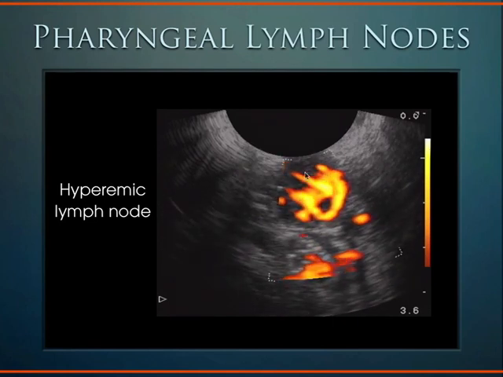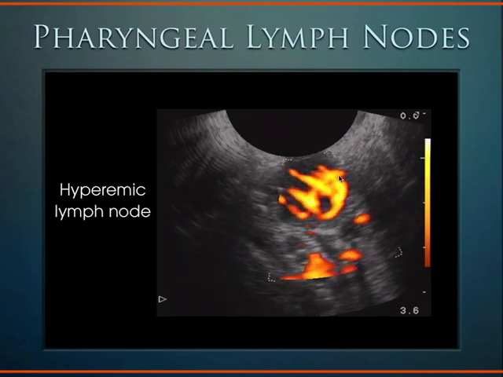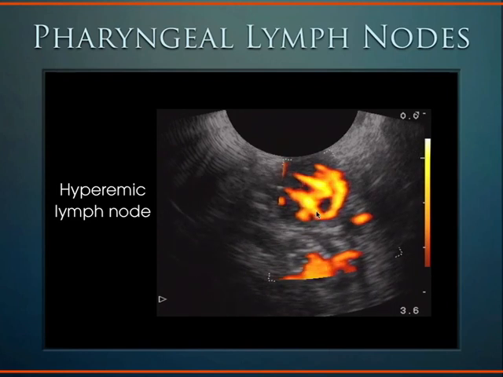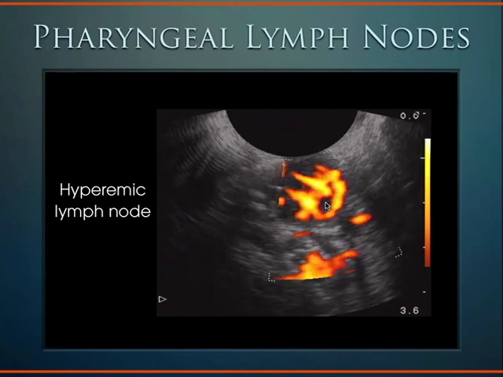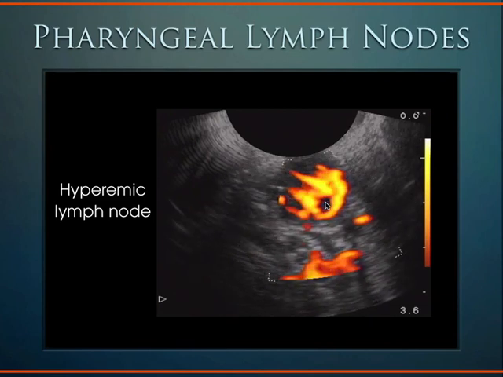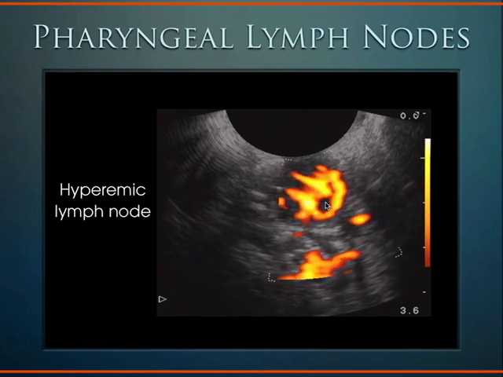To confirm this is a lymph node, which can be quite vascular, this is just a hyperemic lymph node seen here with the power flow Doppler, confirming it's a lymph node and not an abscess. An abscess would not light up with power Doppler.